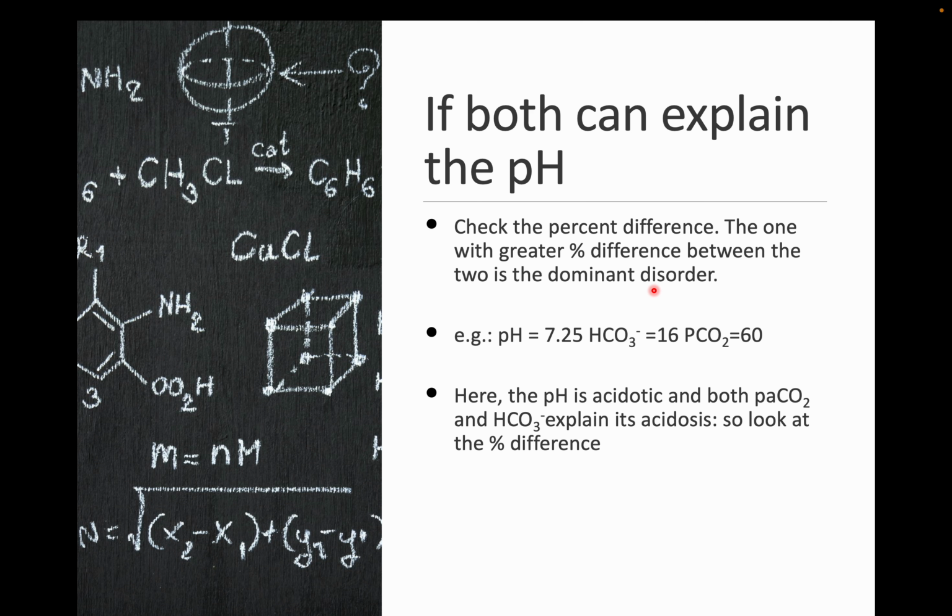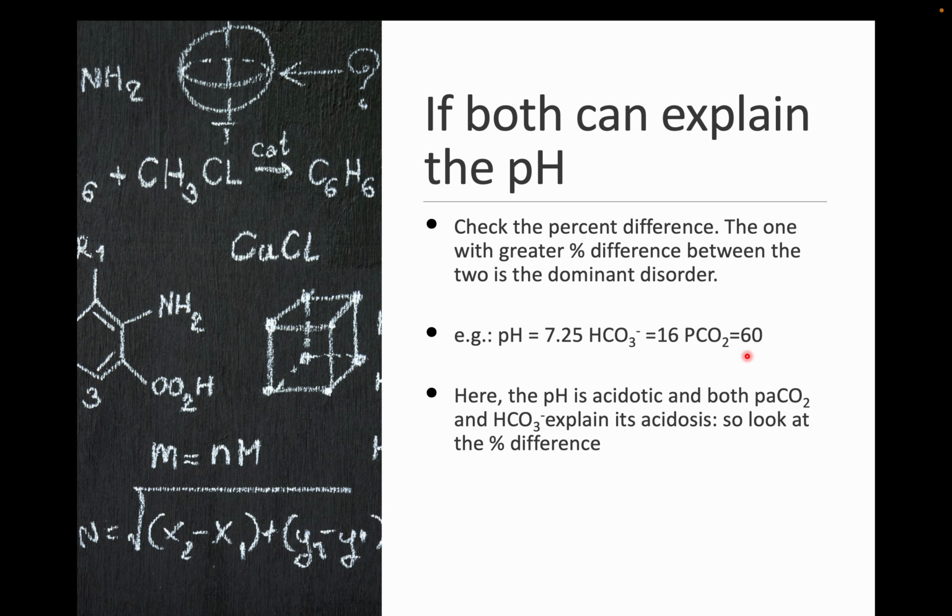So let's say in this case pH is 7.25, and bicarb is 16 and PCO2 is 60. So bicarb is decreased and PCO2 is increased. In this case, the bicarb decrease explains the metabolic acidosis, and the PCO2 increase also explains respiratory acidosis. So both of them explain the cause of the acidosis.